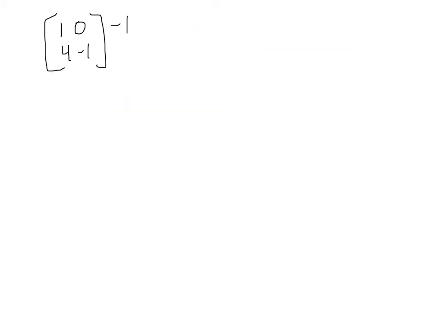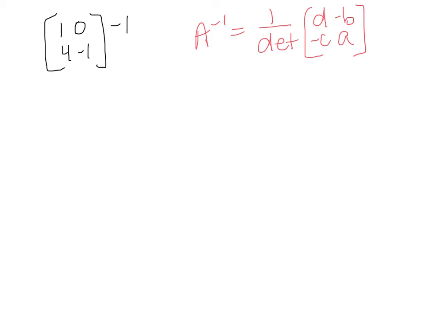Now that was no fun because that didn't have an inverse. So we're going to do another one that does have an inverse. Remember that to find the inverse, we do 1 over the determinant times the mixed up matrix. So we're going to start this problem by finding the determinant. That would be negative 1 minus 0, which is negative 1. Ooh, a nice and easy one.